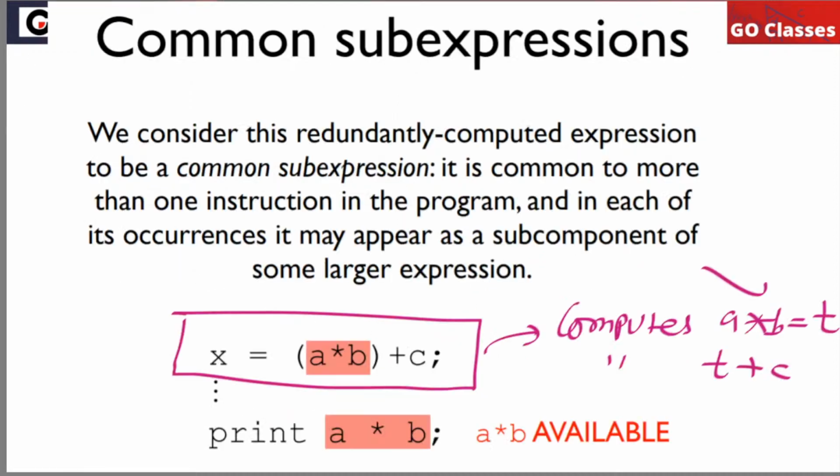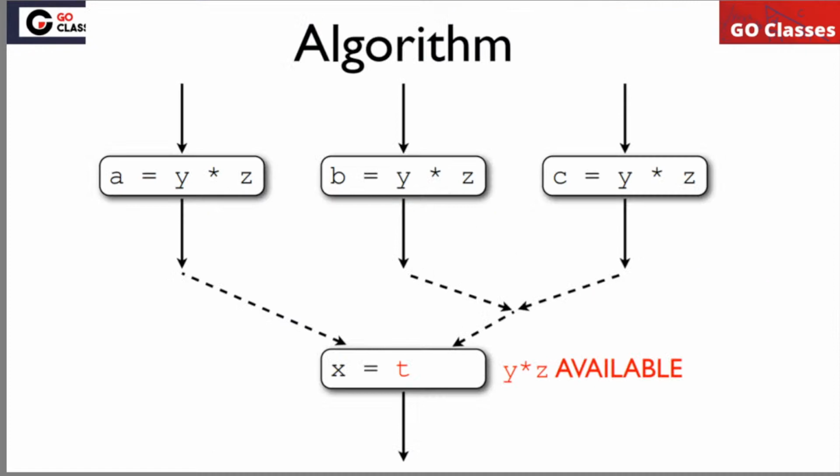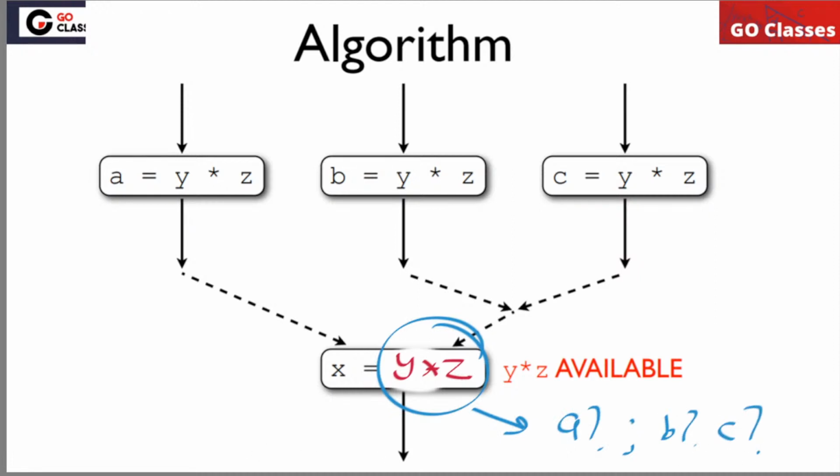Now what should I do? At this point, what should I put here? This is the question. This y into z is available, but what should I put here? Can anyone tell me? Should I put A? Should I put B? Should I put C? Can anyone tell me?